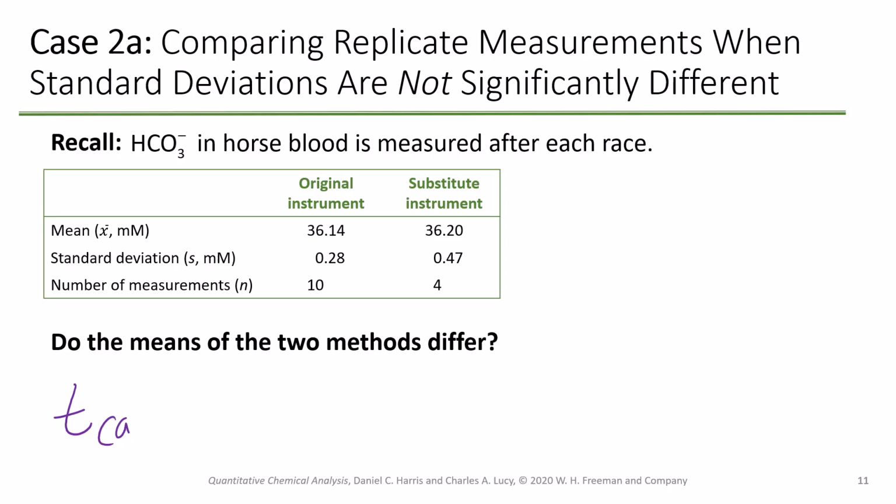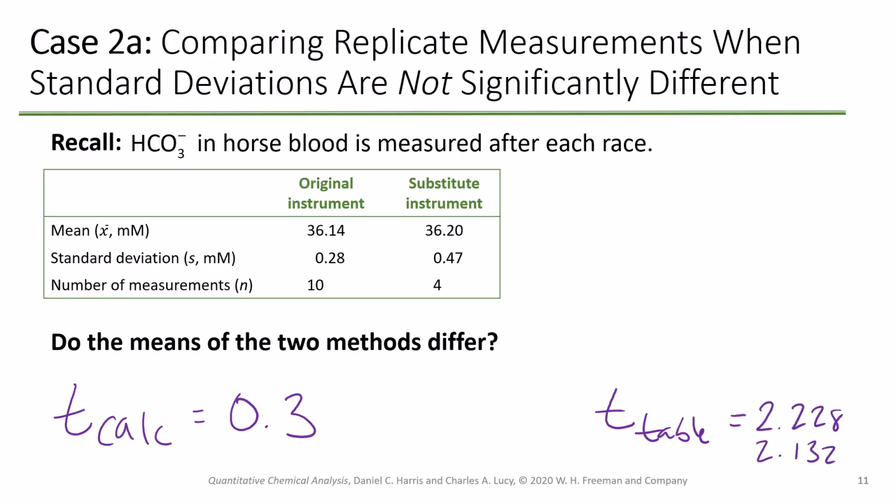So t-calc equals 0.3, t-table equals 2.228, or 2.132. It doesn't matter because t-calc is so much smaller than the t-table. So are these means significantly different? No.